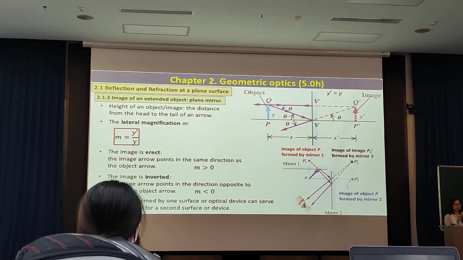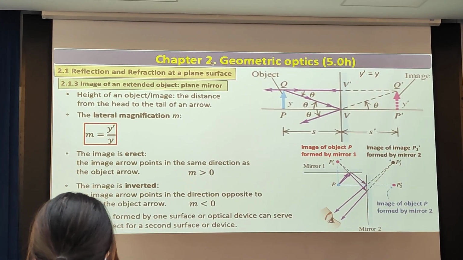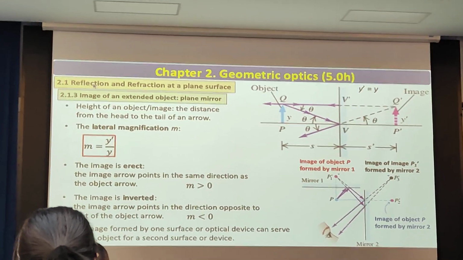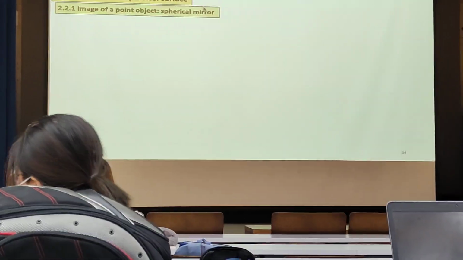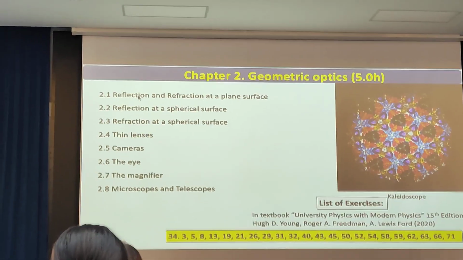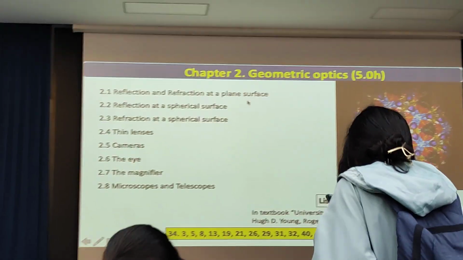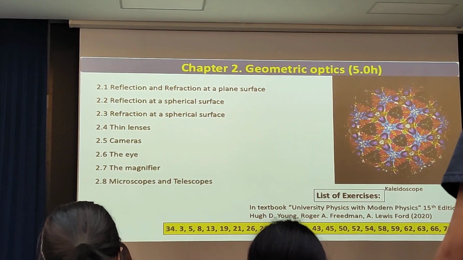Basically, today we will finish chapter number 2. It is our task today. We have here the part of the reflection and refraction at the plane surface. Now we will move to the reflection at a spherical surface. So I come back to this slide: you have the reflection and refraction at the plane surface, and then we move to the reflection at a spherical one, and also the refraction.